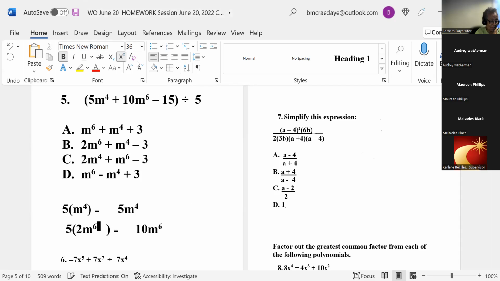Okay. So now you've got 5m to the fourth, you've got m to the fourth, and you've got 2m to the 6. Now, where do you see that there? 2m to the 6 and m to the fourth. What answer? B. Yep, that's your answer. You can stop there. Now you could continue.